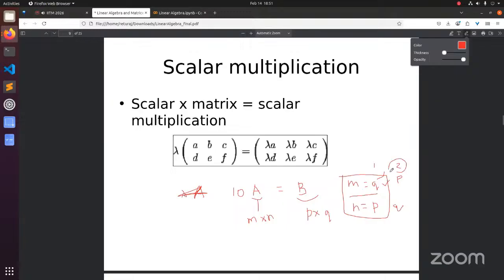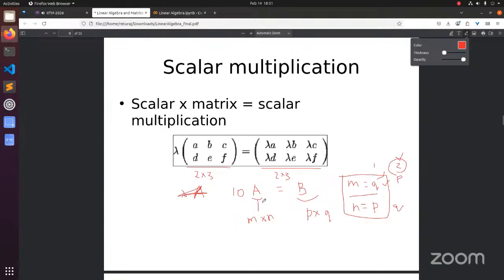Actually, answer 2 is correct, and you can see this from here. What is the size of this matrix? Can someone tell me the size of this A, B, C, D, E, F matrix? It is 2 cross 3. And what is the size of this matrix? 2 cross 3. So when you multiply with any scalar number, it simply goes inside and multiplies with every other element inside it. It is not changing the shape of the matrix, right?